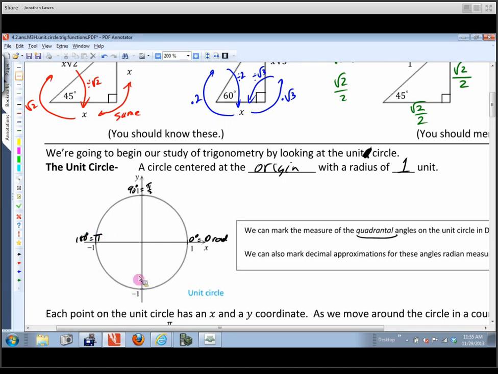Remember, this is going to be 270 degrees. That's the same as 3 pi halves radians. And then if we go all the way around the circle, that's 360 degrees, which is the same as 2 pi radians. So remember, the advantage radians have is they're real numbers. They're not anything made up. We're just talking about how big the arc is with respect to one radius.